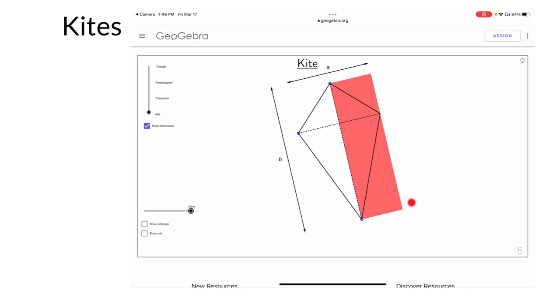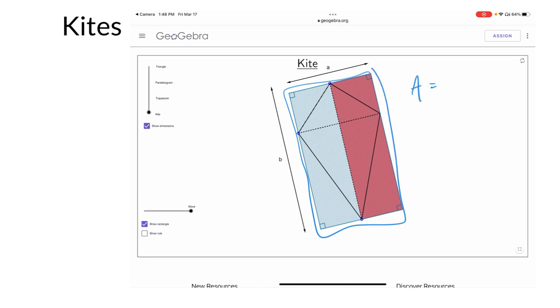That red rectangle that we see there is half of this blue rectangle that is created by A and B. The blue rectangle has area AB, A times B, base times height. The red rectangle is half of that. The red rectangle, which is the area of our kite, just rearranged a little bit, is half of A times B because it's half of the blue rectangle.